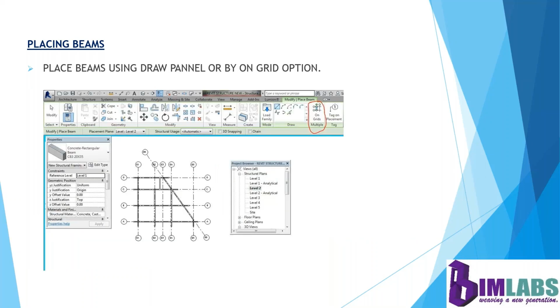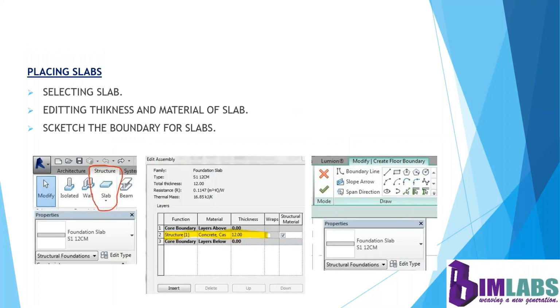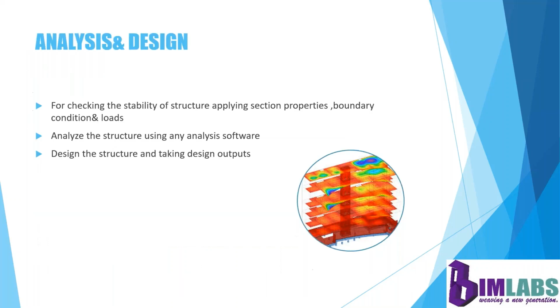So then you can place the beams and columns. You have different options. You can model individually, or otherwise if you have created the grids, then you can just place it on the grids. If the beams or columns are available on the grids itself, then you can directly use the on grids option and you can place it. In the same way, you can use the slab also. After modeling, I think in this way we can model everything.